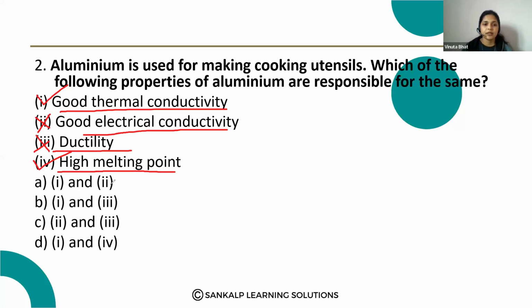See the options: A, 1 and 2; B, 1 and 3; C, 1 and 2 and 3; D, 1 and 4. Good thermal conductivity and high melting point. Option D is the correct answer here, 1 and 4. Please note down the answer. Why aluminium is used for making the cooking utensils?